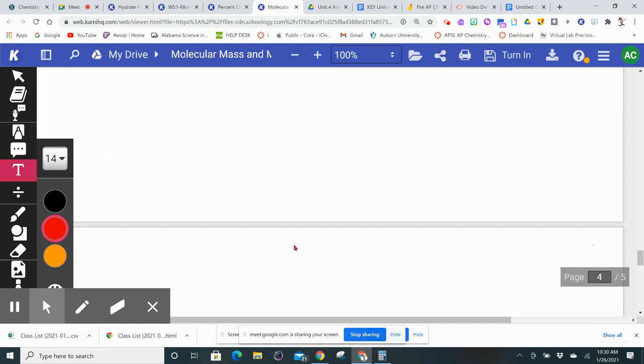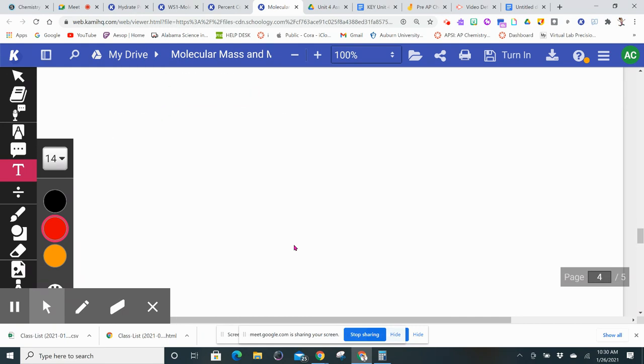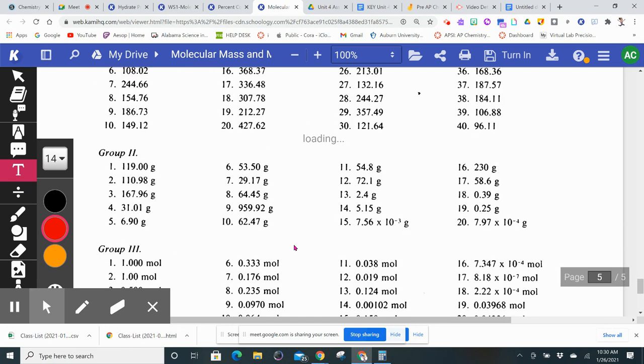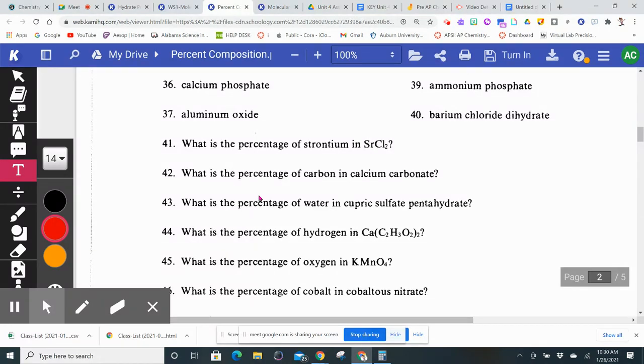So like I said, there's tons of these. They're all kind of basically the same thing, and there's all the answers in the back. All right. Let's look at percent composition. Percent composition is pretty easy too.